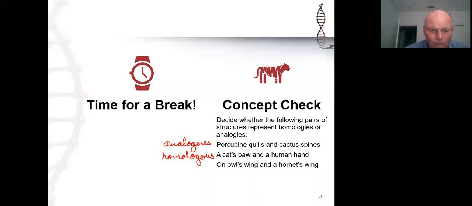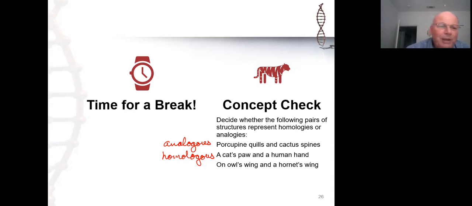An owl's wing and a hornet's wing. Well, again, it's a solution to a common problem. How do you fly? But when you look at an owl's wing, that's actually a bony wing. It's a terrestrial tetrapod forelimb with the one big bone, two big bone, cluster of little bones, digit format. And then most of the space of the wing is empty space filled in with feathers to form a flying surface.